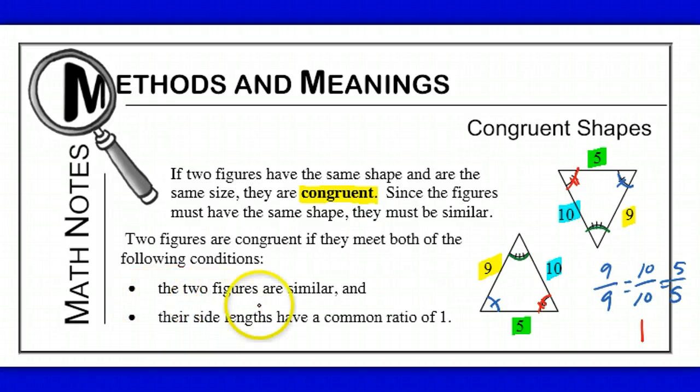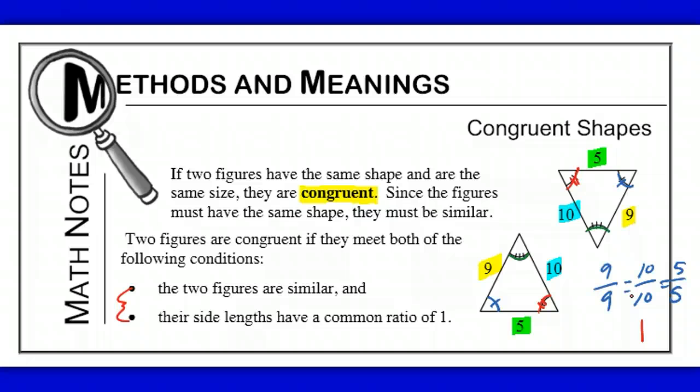So the two figures are similar. Yes, they're similar. They're reduced to a scale factor of 1. And if their side lengths have a common ratio of 1, then we can also comment and say they're congruent. So these two things need to happen, but one condition, the last one, comes from the other. So when you find out if they're similar and you get this ratio, then kind of scratch out that word similar and say, no, they're also similar, but more importantly, the two shapes are congruent.